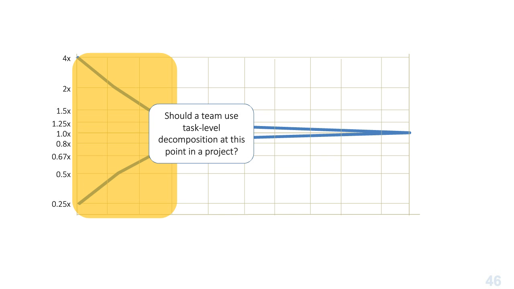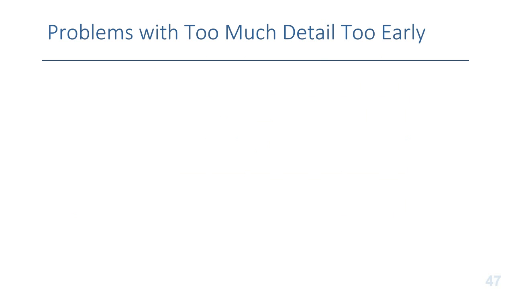And so if we're in the wide part of the cone, shown here highlighted by the yellowish shading, should a team use task-level decomposition at that point in the project? We fairly often see organizations that are trying to do a good job of estimation, trying to do task-level decomposition in those very early days of the project. This turns out to be highly problematic for a variety of reasons.